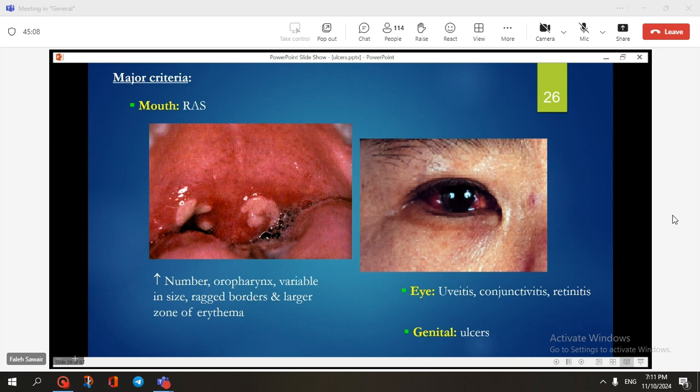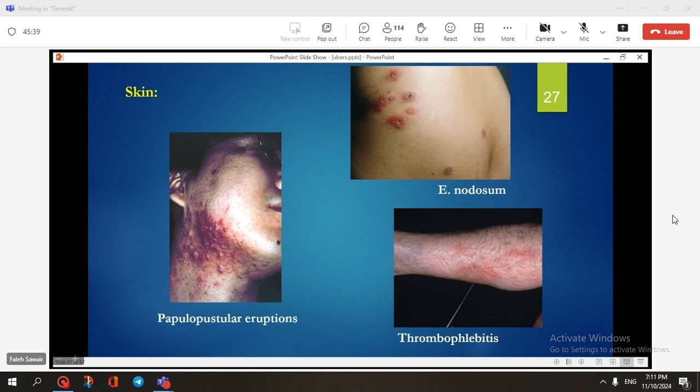The main things in Behçet disease, the major criteria, are oral ulcers, similar to the recurrent aphthous ulcers, but you will find a few things that are different, for example the shape and the location of the ulcers. The patients also have eye lesions, inflammations of the eye, whether uveitis, conjunctivitis, or retinitis, and they have genital ulcers similar to the aphthous ulcers in the oral cavity.